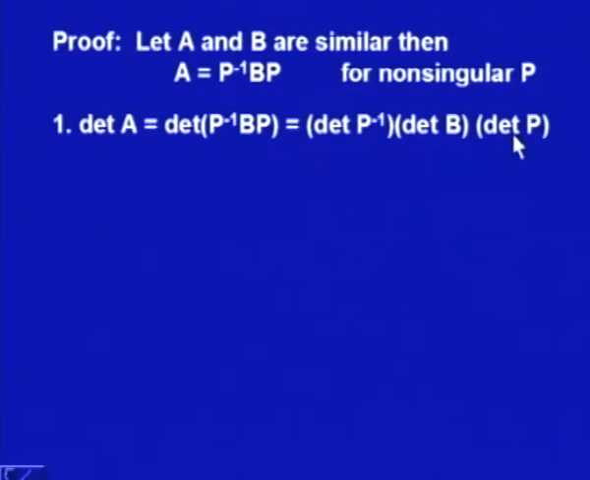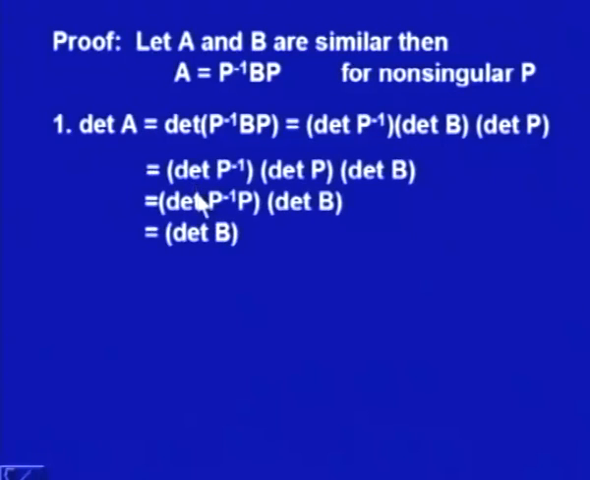Determinants happen to be real numbers, so they can change the order, and that means we can bring this determinant P here. So, it is determinant P inverse into determinant P into determinant B, and one can combine these two. It is determinant P inverse P into determinant B, and this is nothing but determinant of I, which is 1. So, we can say determinant A is equal to determinant B. That is the first property which we have listed.